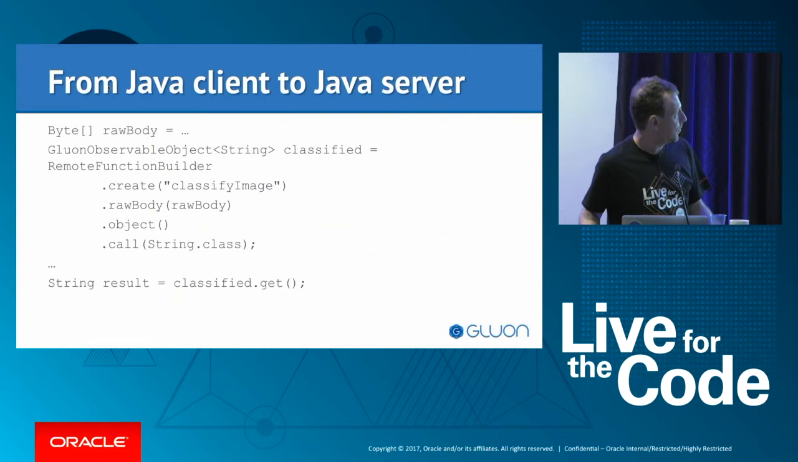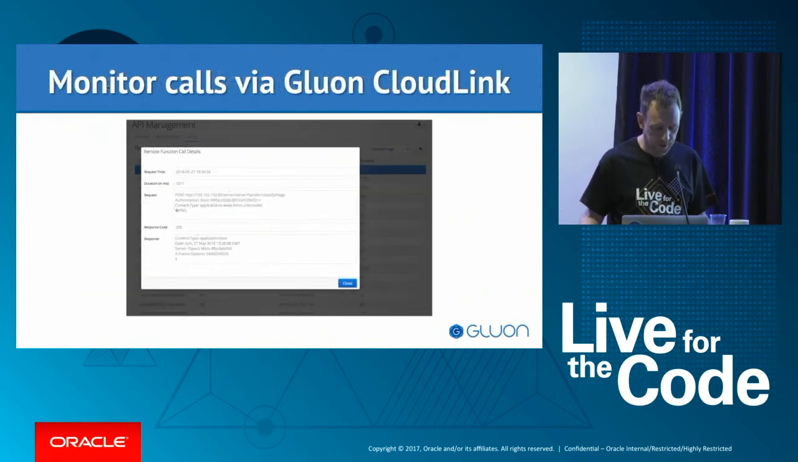And we create a remote function. The remote function is named classifyImage. We provide the body, the bytes of the image, and we say that we want an object back, not a list, because you can get lists as well, and it should be transformed into a string. When we call the get on the observable object, we will get the result, which is the result from the prediction. I have one screenshot here on how that looks.